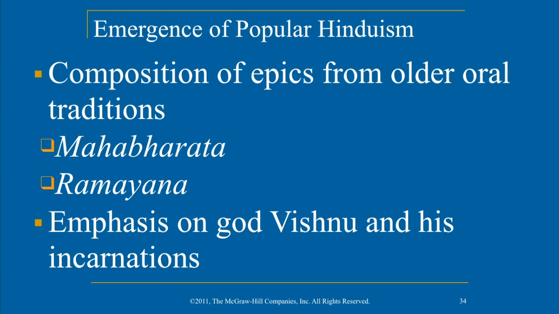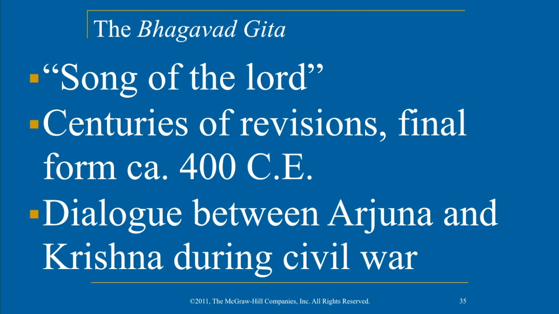We then get to Hinduism. It's a composition of epics from older oral traditions. We have the Mahabharata and Ramayana, two older oral traditions that are written down. There's emphasis on the god Vishnu and his incarnations. We get to the Bhagavad Gita, which is the Song of the Lord. Its centuries of revisions and final form come around 400 CE. It's a dialogue between Arjuna and Krishna during their civil war.